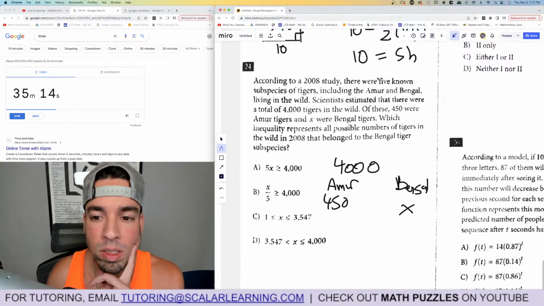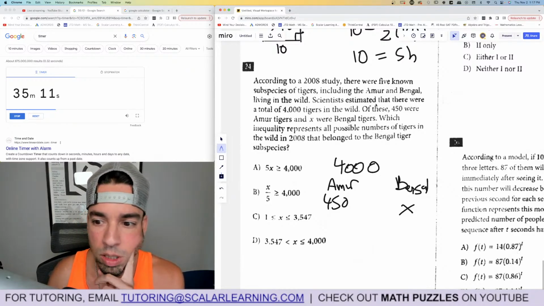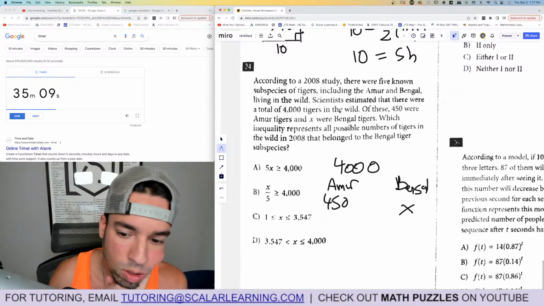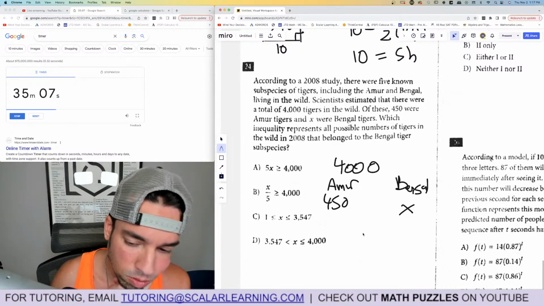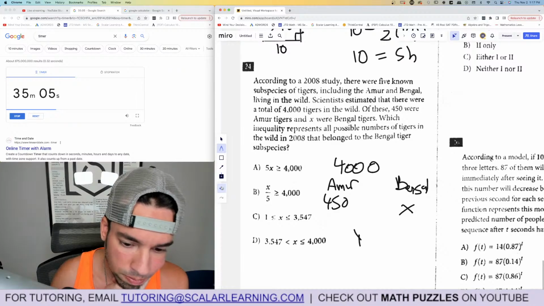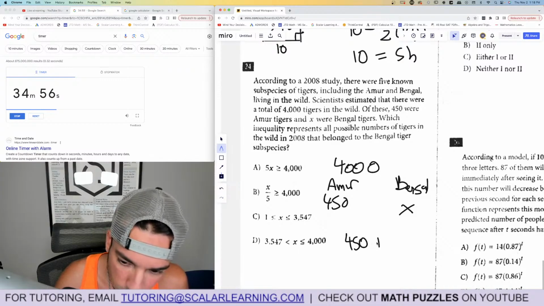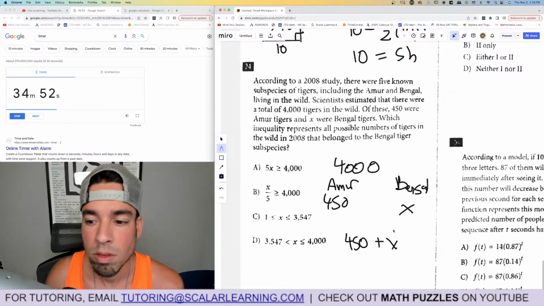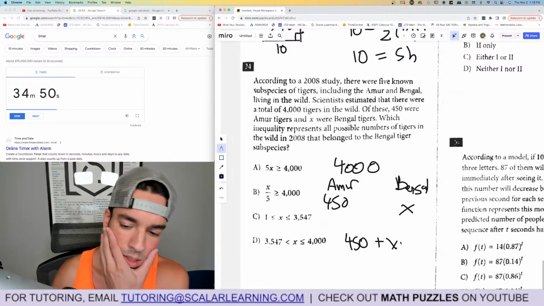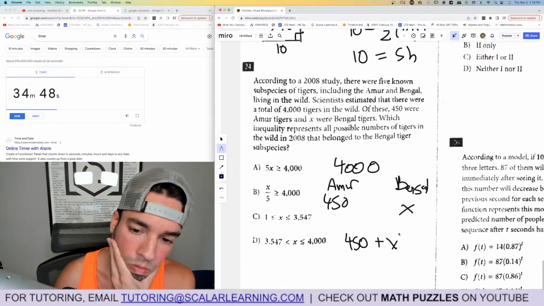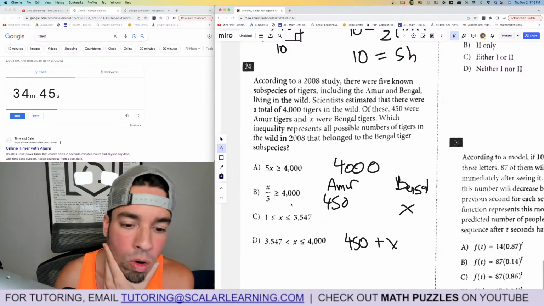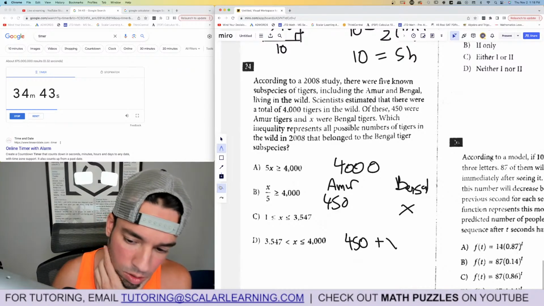There are 5 known subspecies of tigers, including the Amur and the Bengal. Scientists estimated there were a total of 4,000. So we'd have 400. Wait, how would we set this up? Okay, so 450 plus X. Wait. Oh, wait a minute. Hold on.